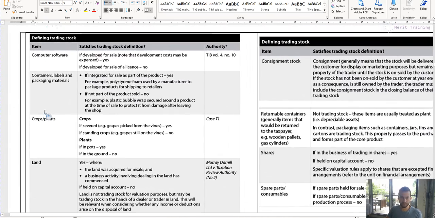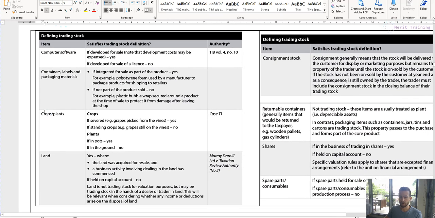So, here's a couple of examples of quite specific things. Some of them we've mentioned, some of them we haven't, and not all of them constitute trading stock, but this helps you understand in these specific situations when it would be trading stock and when it wouldn't be trading stock. So, computer software, if it's developed for sale, then yes, it would be trading stock, noting that development costs are expensed. But if it's not developed for sale, i.e. they've just purchased off the shelf software, then no, it would probably be capitalized as intangible assets.